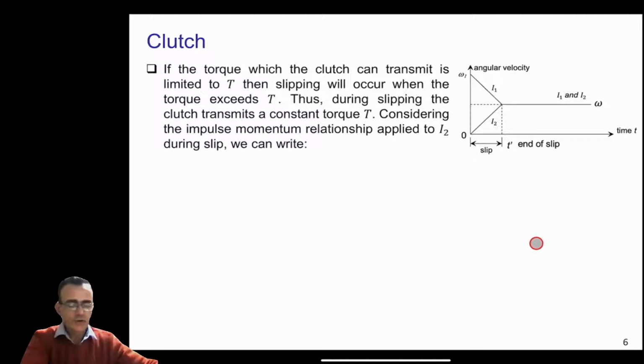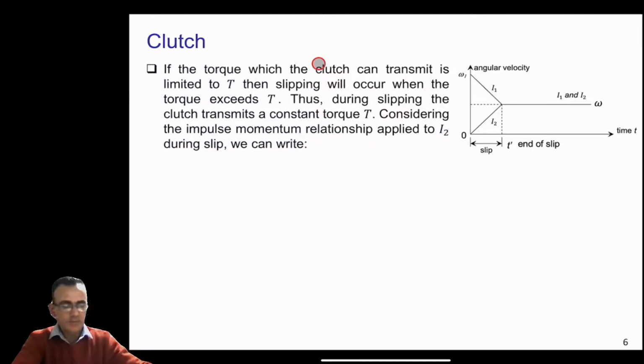Another important point is that we want to calculate t dash, which is the time at which this slippage will end. If the torque which the clutch can transmit is limited to T, then slipping will occur when the torque exceeds T, and thus during slipping the clutch transmits a constant torque. Hence, considering the impulse momentum relationship applied to I2 during a slip, we can write.